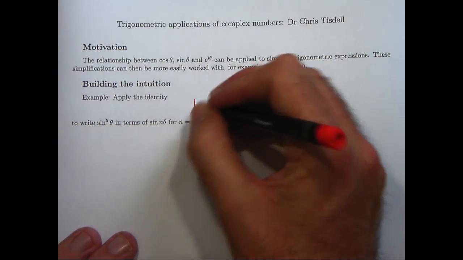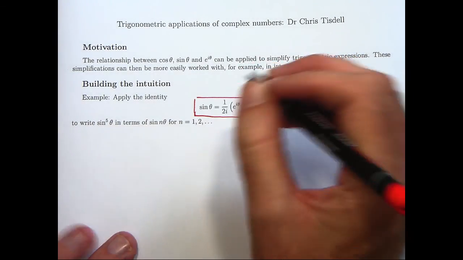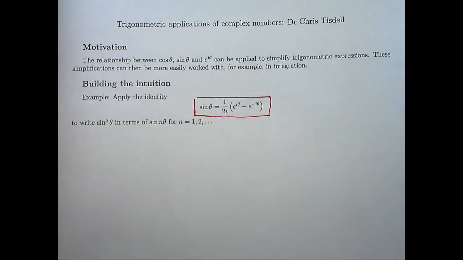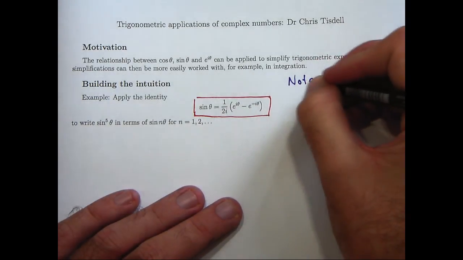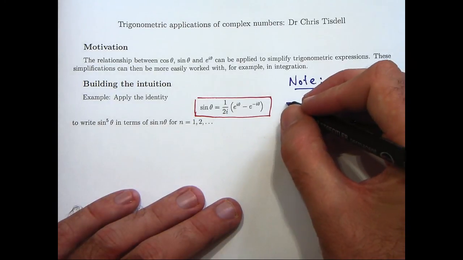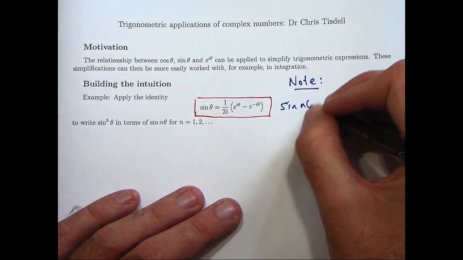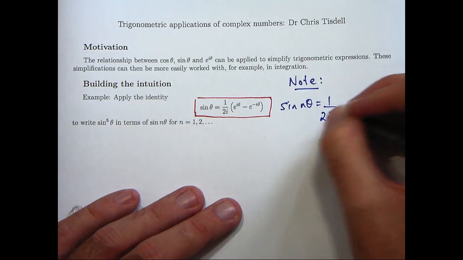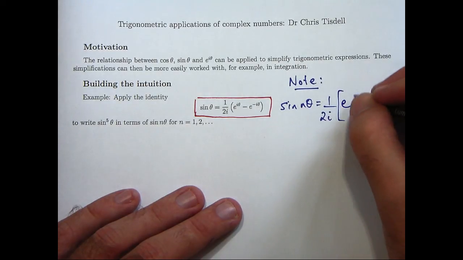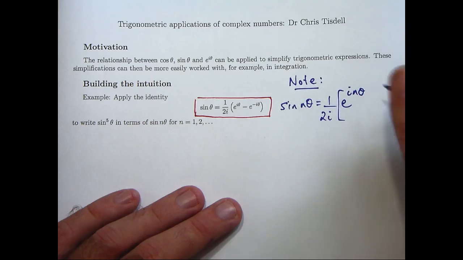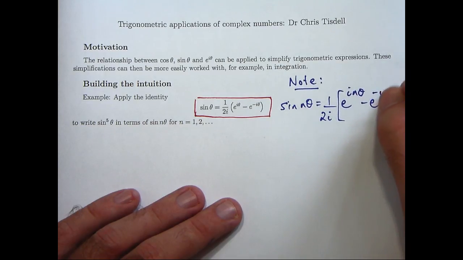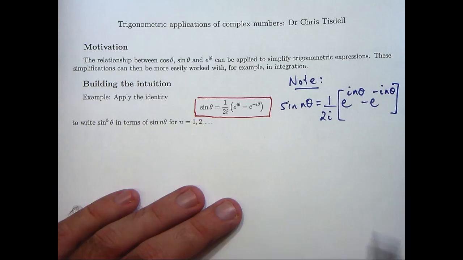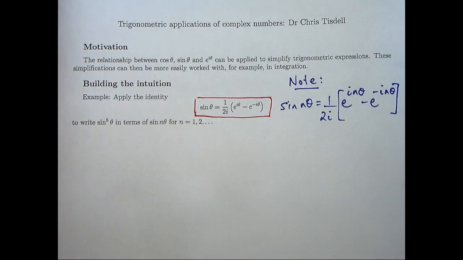Okay, so this is what we're going to start with, and don't forget that there is a more general version of this: sine n theta equals 1 on 2i, e to the i n theta minus e to the minus i n theta. Okay, that's going to come into play a little bit later. Now you may think, where does this come from? Well, we'll discuss that at the end.